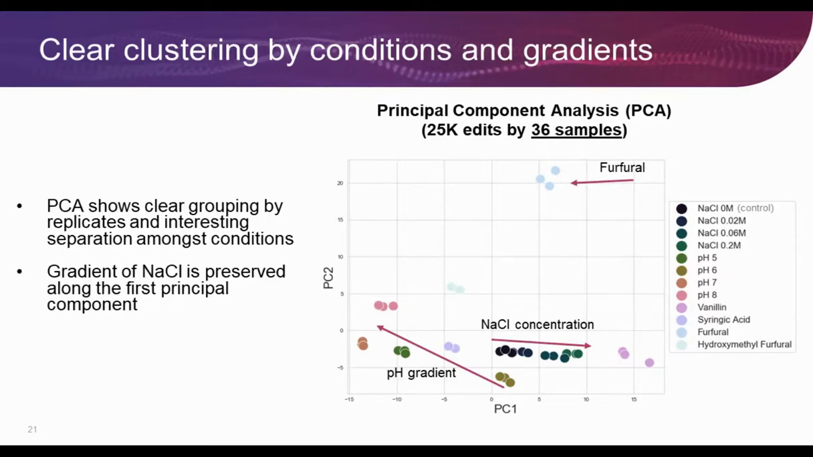If we just look at the data and how the variance is observed, we see that the biological replicates cluster together and that the cell populations separate based on the stress conditions. We see that the cell population in increased salt concentration alters along the first component, as well as separation on the acidity of the media when looking at the pH gradient. It's clear that the cell population grown in Furfural is very different from the other treatment conditions, including the hydroxymethyl Furfural, as the Furfural population strongly separates on the second component.